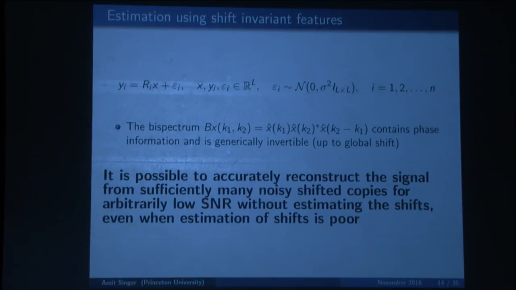There is a recent result by my former student, Afonso Bandeira, and three other students, and Philippe Rigollet from MIT, where they show that sigma to the 6 is not only an upper bound, it's also a lower bound for generic signals. And for non-generic signals, you actually need many more than sigma to the 6, you can get to some sigma to the L.